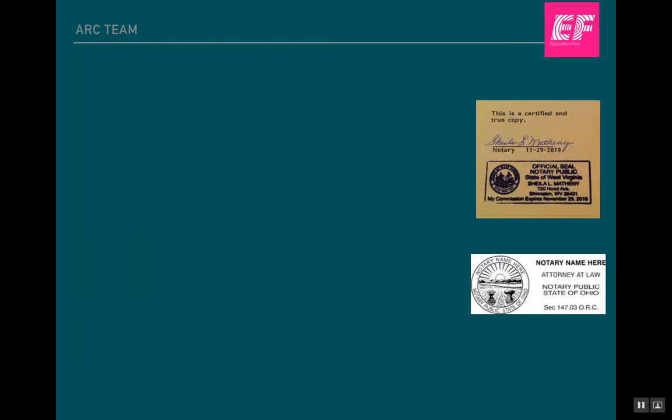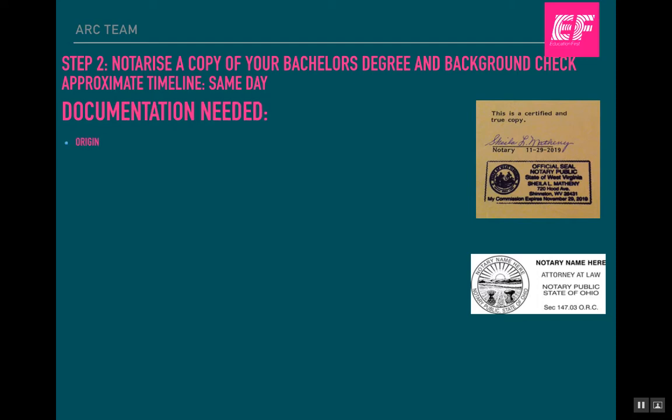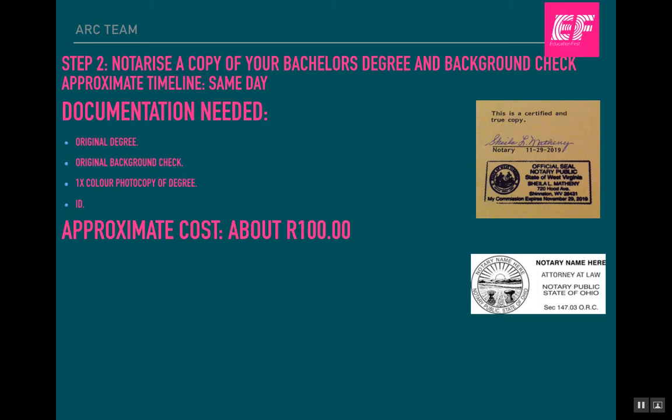So, step two, notarize a copy of your bachelor's degree and your background check. The approximate timeline for this is same day. You should be able to start this process and get your documents back within the same day. The documentation that you need: your original degree, your original background check, one colour photocopy of your degree, and then ID. The approximate cost of this is about 100 Rand.